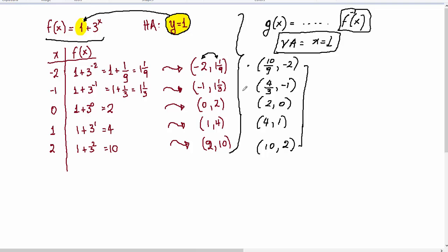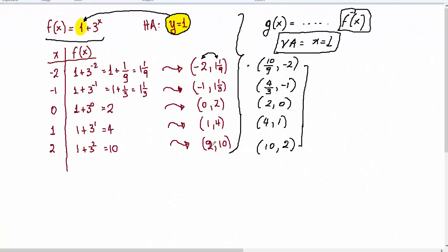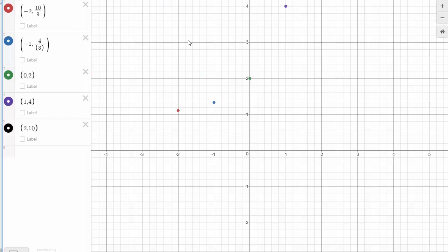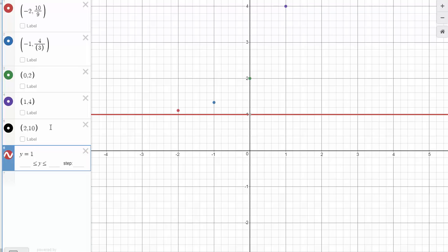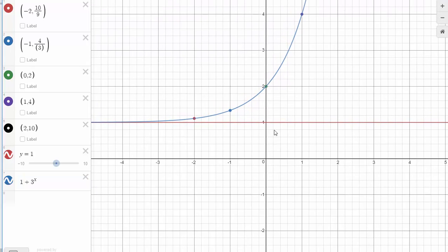So let's do both in Desmos first. I have the initial points that we showed together right here, the points that correspond to f of x. And what I get are the following points, the -2, 10/9, and so on. It is clear that if I connect those points, I'm going to get an exponential function. If I also want to graph the horizontal asymptote, this is going to be that. If I connect these points, then what I get is 1 plus 3 to the x. And of course the points are connected, the ones that we already found in our graph right here. And this is our exponential function, the f of x.